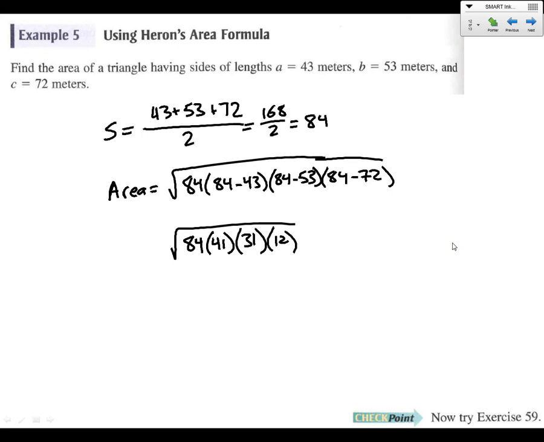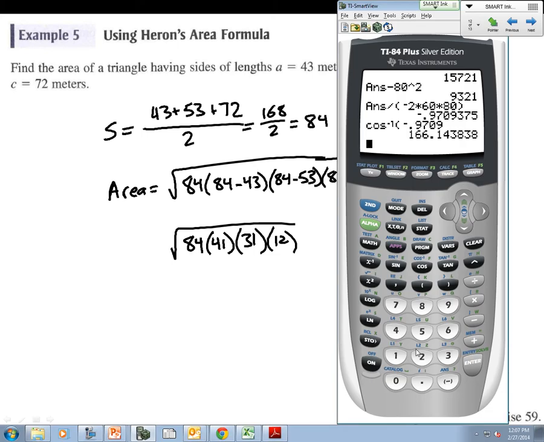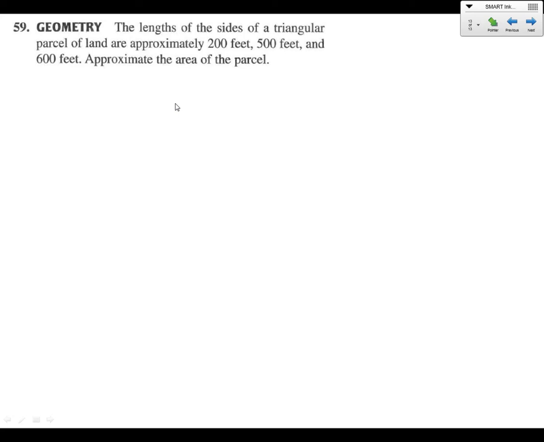84 times 41 times 31 times 12 is 1,281,168. Gonna need the square root of that, so our area is 1,131. Your turn, bring it on home. Find the area of this parcel, and you're done there. We're done with 6-2, law of cosines. Questions, make sure you're asking them in class.